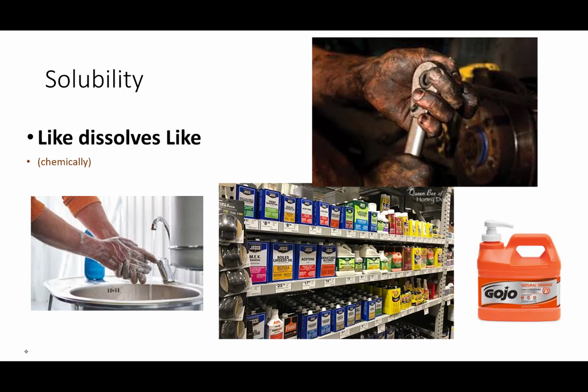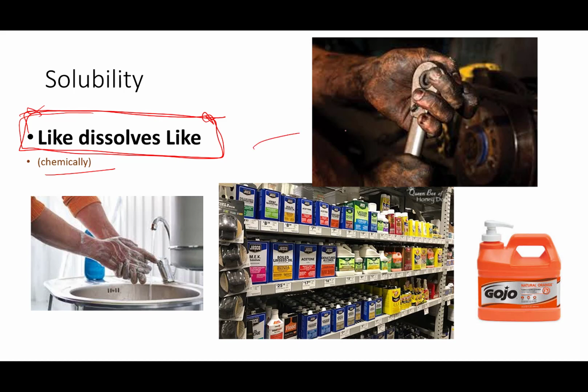The big rule in chemistry is this, and write this down, put a star around it. It is a big deal, and it says like dissolves like. And we're referring to the chemistry. We're referring to the bonding of something.